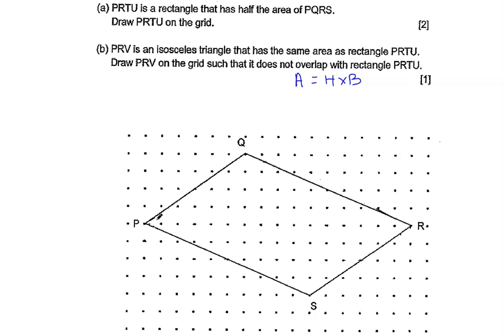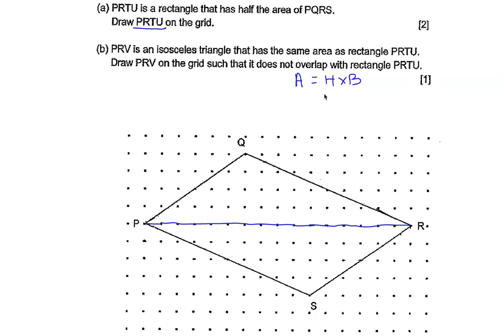So the base of the parallelogram is here, PR, and if you count the grid, 1, 2, 3, 4, 5, 6, 7, 8, 9, 10, 11, 12, 13, 14, 15, 16. So from here in the middle, PR, because you're supposed to draw PRTU, it will look something like this. Okay, so this is the base.